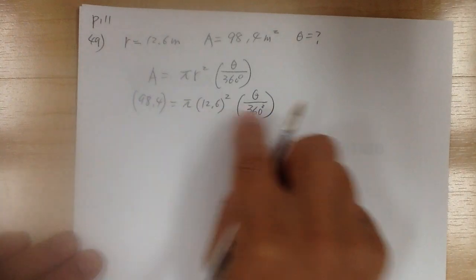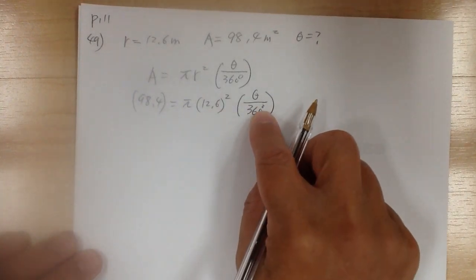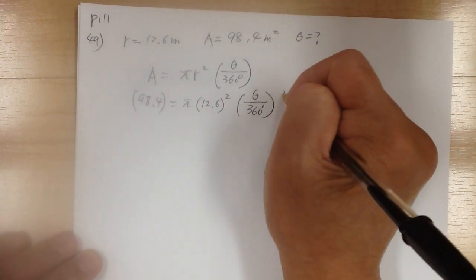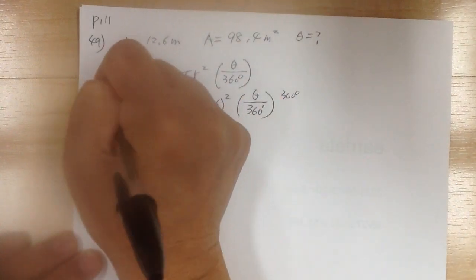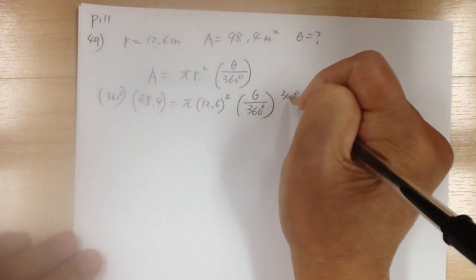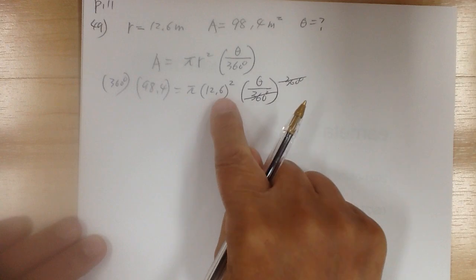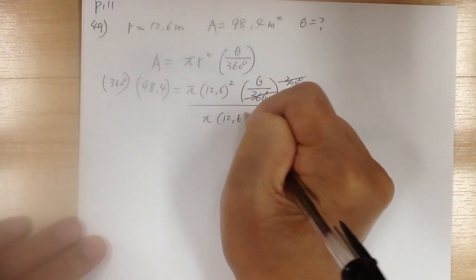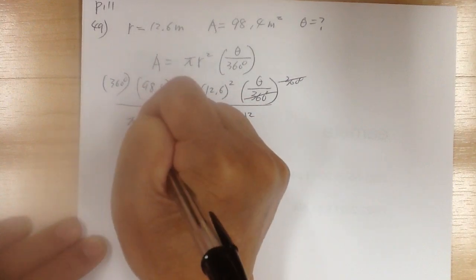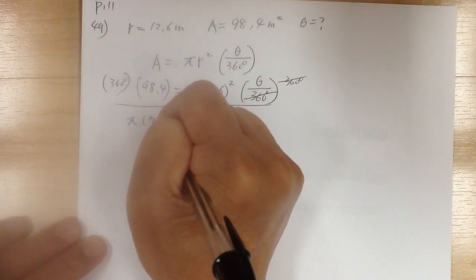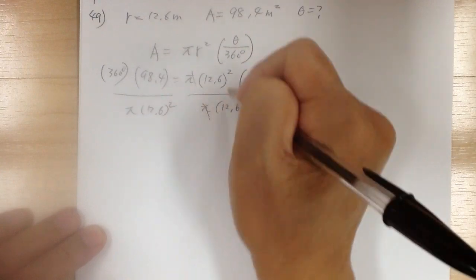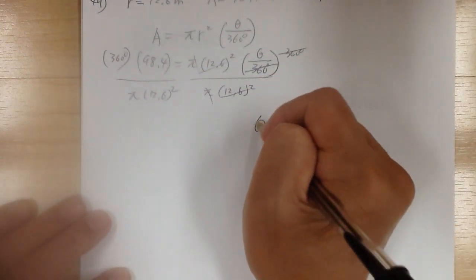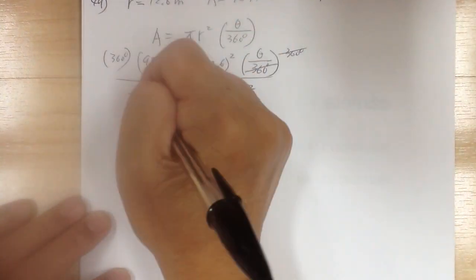So again, let's move things around. To get rid of that, I need to multiply by 360, so that this cancels out with that. And then I'm going to move this over, so I need to divide by pi r squared. Divide by pi r squared, so that this cancels out, right? So theta equal to this number over here.